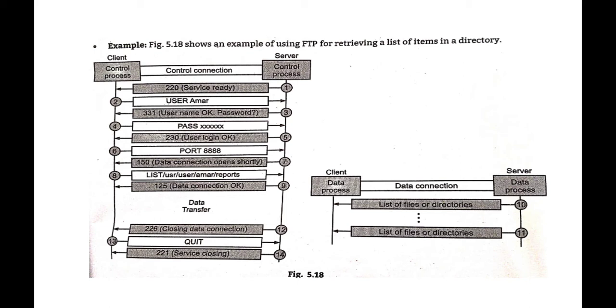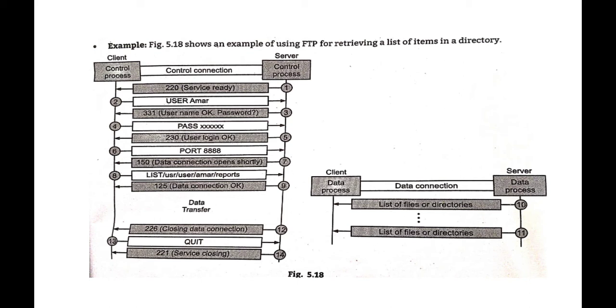Then what happened in step number 3? The server responds with 331. It means the username, whatever name is provided, for example Amar, is okay, and a password is required. I gave the simple example of Gmail: it requires the ID and the password. First of all it authenticates the ID. If your ID is okay, then it will ask for the password. This is done in step number 3.